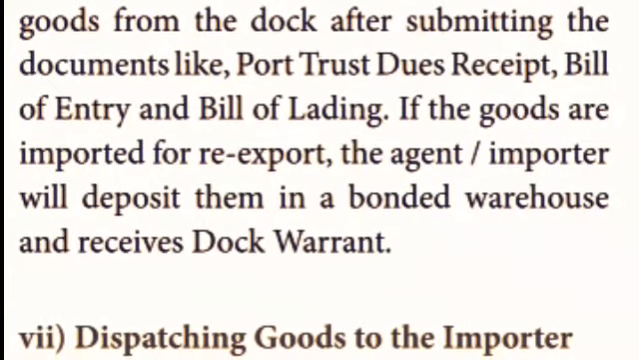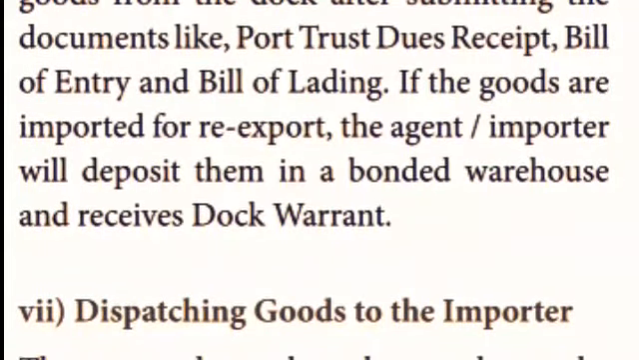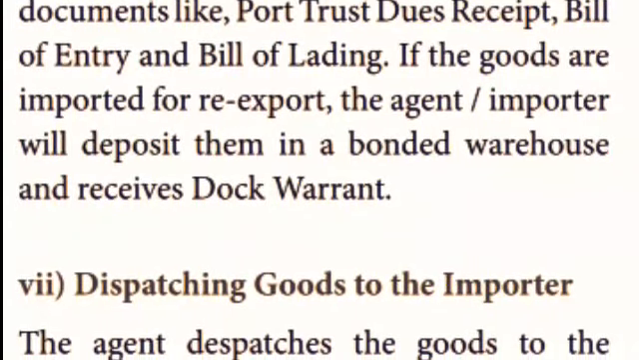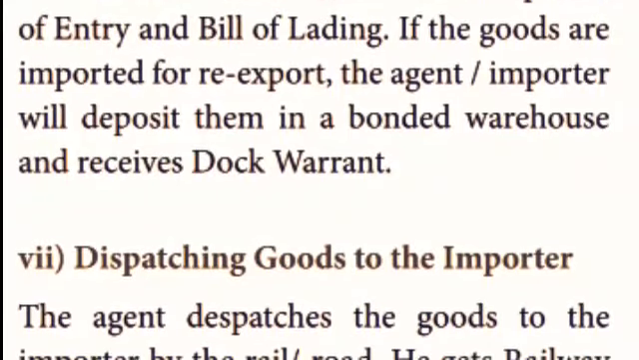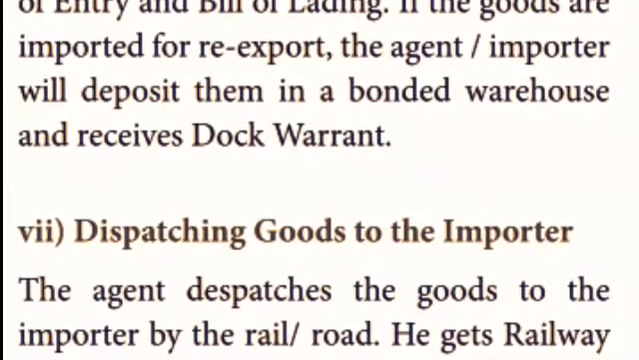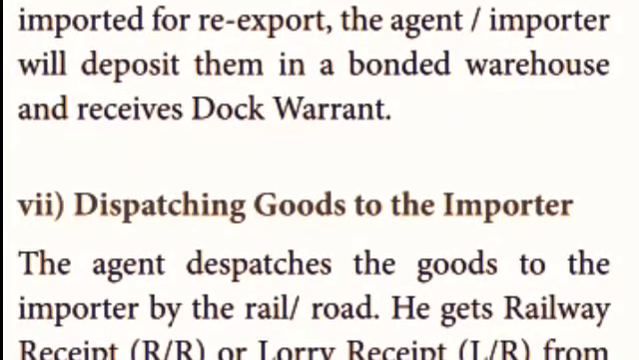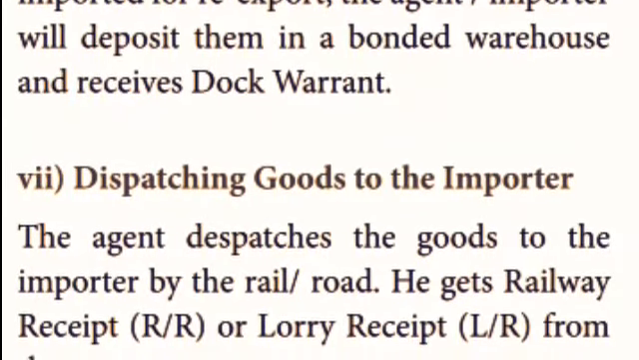So we have to give the money to the warehouses also, and receive the dock warrant. If you store the goods in the warehouses, we will get a slip, that's a receipt, which is nothing but a dock warrant, children. Next one, dispatching the goods to the importer. The agent dispatches the goods to the importer by rail or road. He gets a railway receipt or lorry receipt from the transporter.